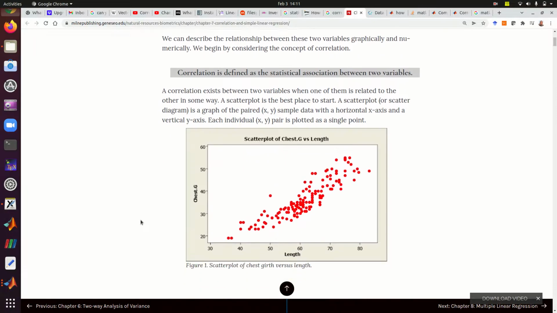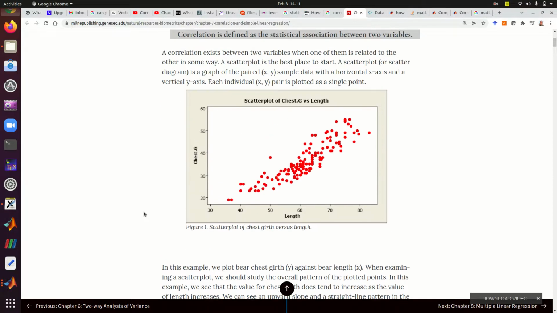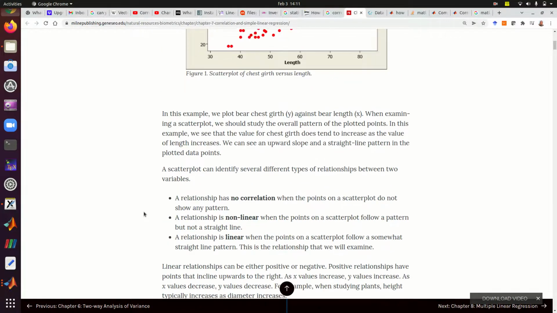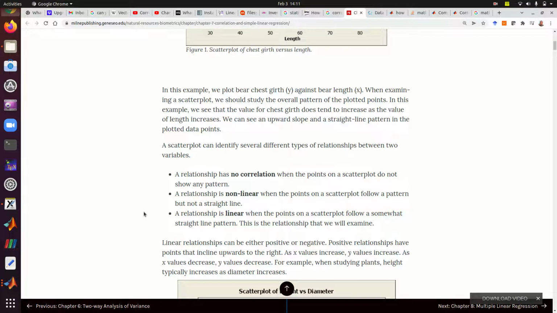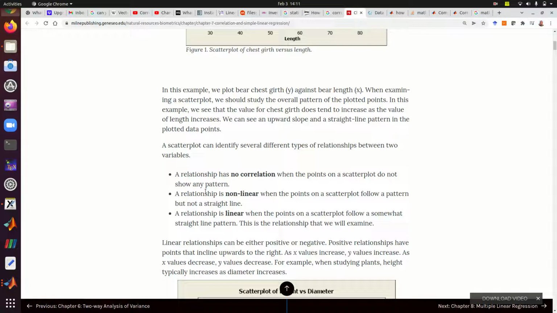The examples I wanted to show are because we are talking about the strength and the direction of the relationship. A few important things to note here. They say that the relationship has no correlation when the points on a scatter plot do not show any pattern. In the previous lecture, we plotted a scatter plot in MATLAB, so you have an idea what this is. If there is no correlation, the points do not show any particular pattern.